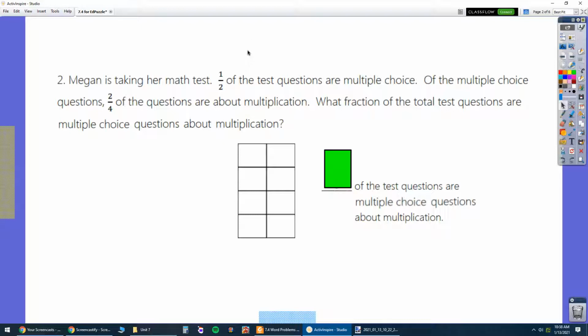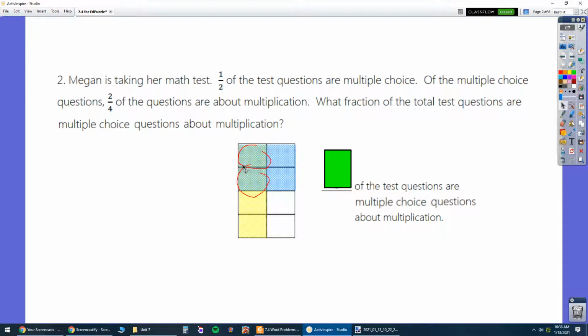1/2 of the test questions are multiple choice. So since we're modeling, I'm going to go ahead and do that. I'm going to shade in 1/2. I'll shade in the left half. Of these multiple choice questions, though, 2 out of 4, 2/4, are about multiplication. So again, think about 2 out of 4. Here's 1, here's 2 out of 3, 4. I may as well shade 2/4 of that. There are 2 rows now out of 4 rows altogether.